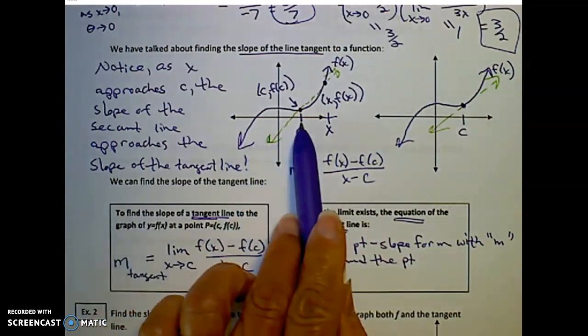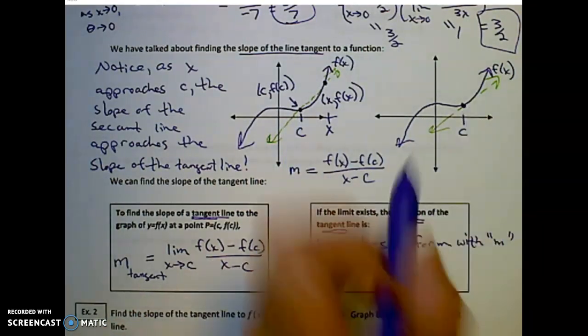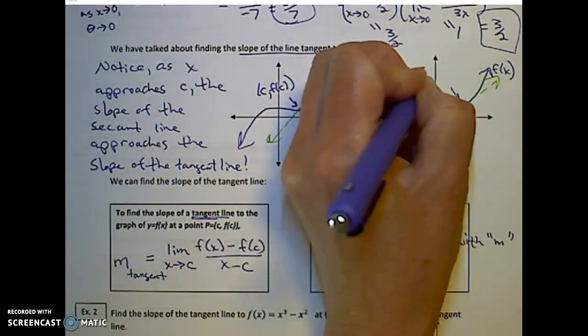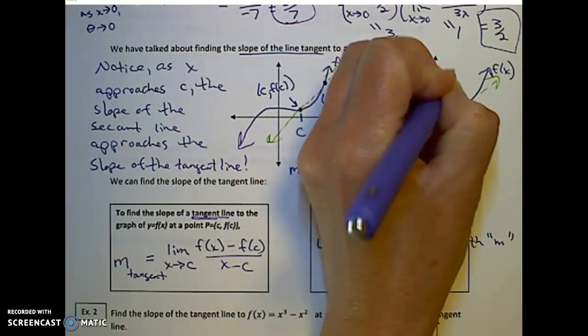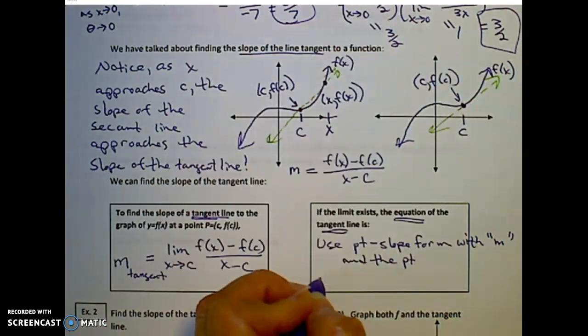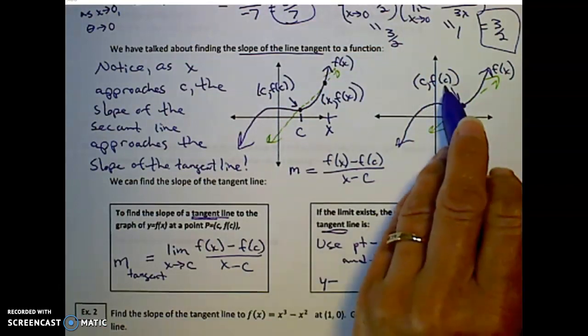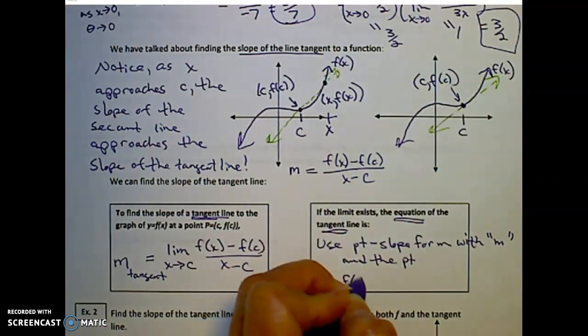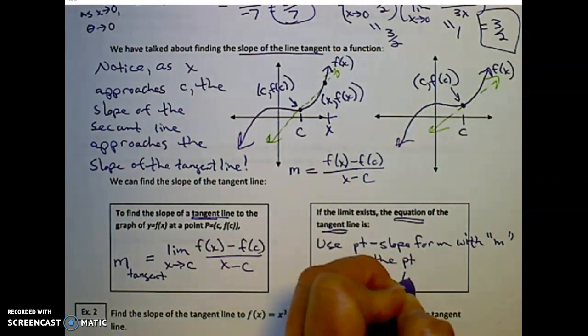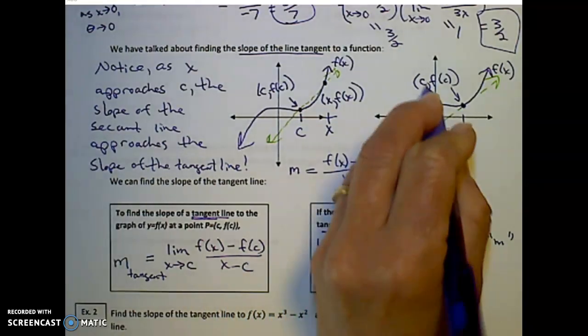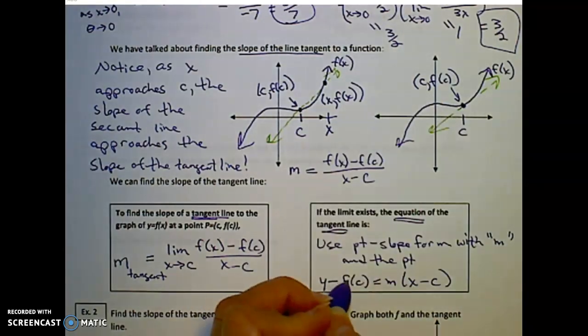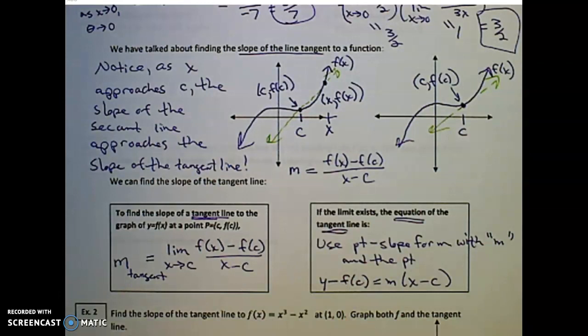What is the point right there? Right there, right there. That point is input c, output f of c. Becomes y minus the y coordinate, f of c, is equal to the slope times x minus the x coordinate, which is c. And we'll find the equation of that tangent line.